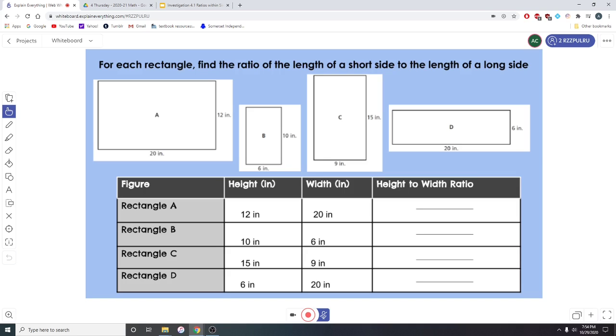So let's go ahead and have a look at the ratios for these rectangles. We are going to make a ratio between the height and the width. So let's put the height on the numerator and the width on the denominator. So for the first rectangle A, we're going to have a ratio of 12 to 20.